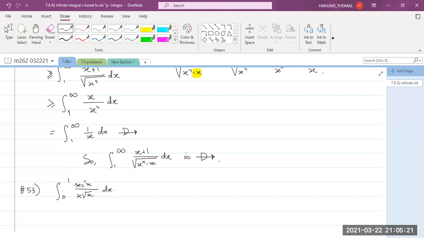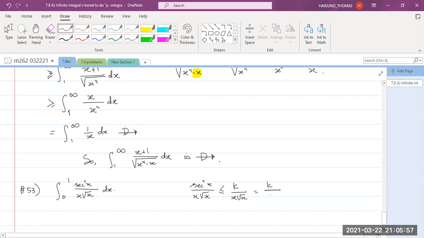I'm sorry. Let's continue with number 53. Integral from 0 to 1 of secant squared x over x square root of x. The denominator seems to follow. Well, I think I need to come up with something. Is this something we can bound above? I try to bound it above by some constant over x square root of x, which is constant over x to the power of 3/2. And then I can use the p integral. The p is 3/2, which is greater than 1.